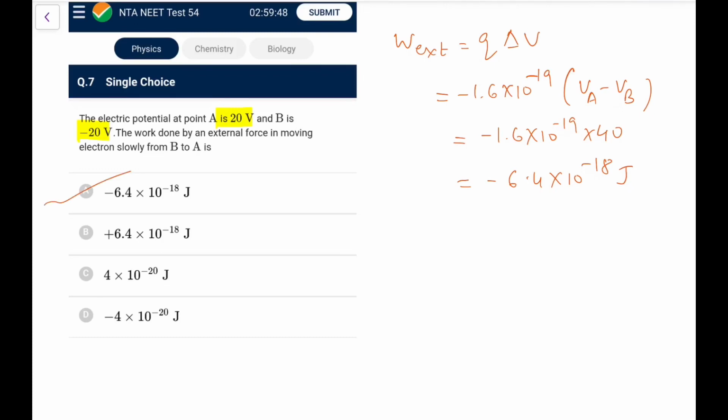You always remember, an electron by its wish always tries to go from lower potential to higher potential. So if you are taking it from B to A, you are taking it to higher potential, so it will be happy. Happy means potential energy will reduce, so W external would be negative.